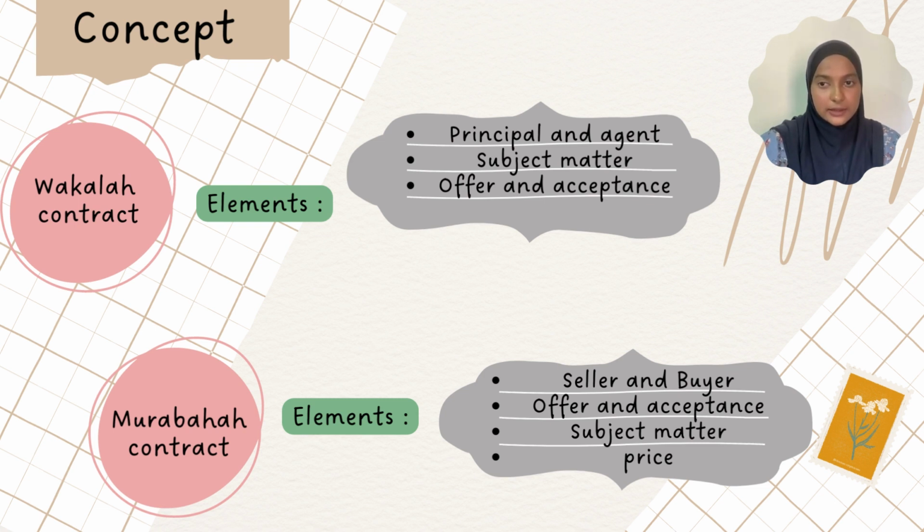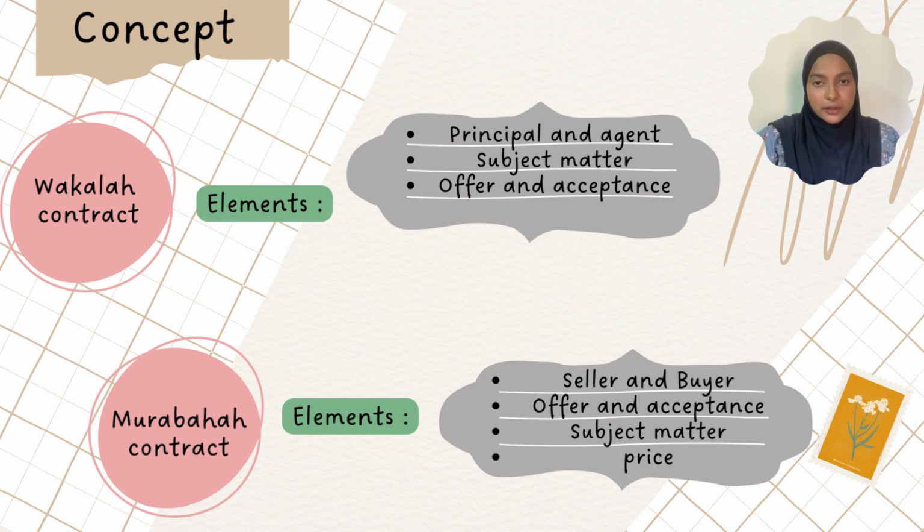What are the essential elements in wakalah contract? First, must have contracting parties, principal and agent. Second, subject matter, business or work. Thirdly, offer and acceptance.